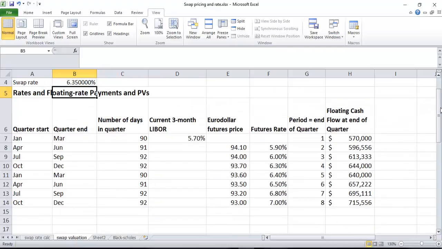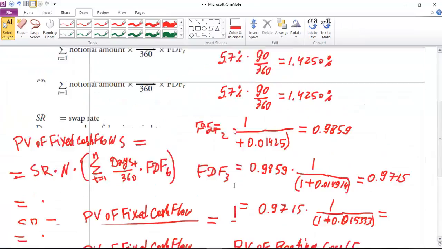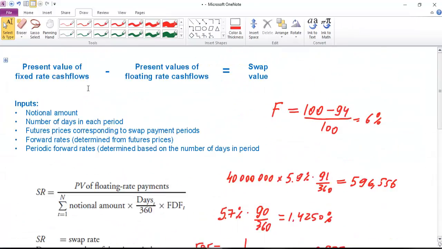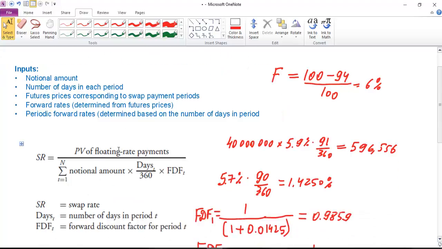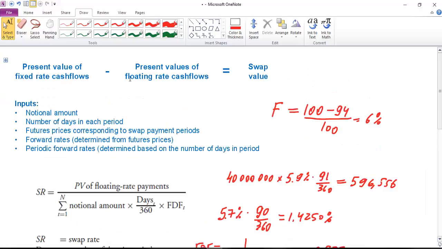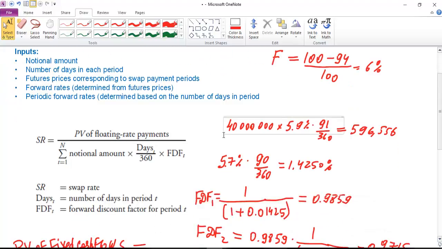So I hope it's clear. Just to recap: the swap value is the difference between the present value of the fixed rate cash flows and the present value of the floating rate cash flows. The swap rate is the PV of floating rate payments divided by this expression, which is derived from the formula at the top. And that's it.